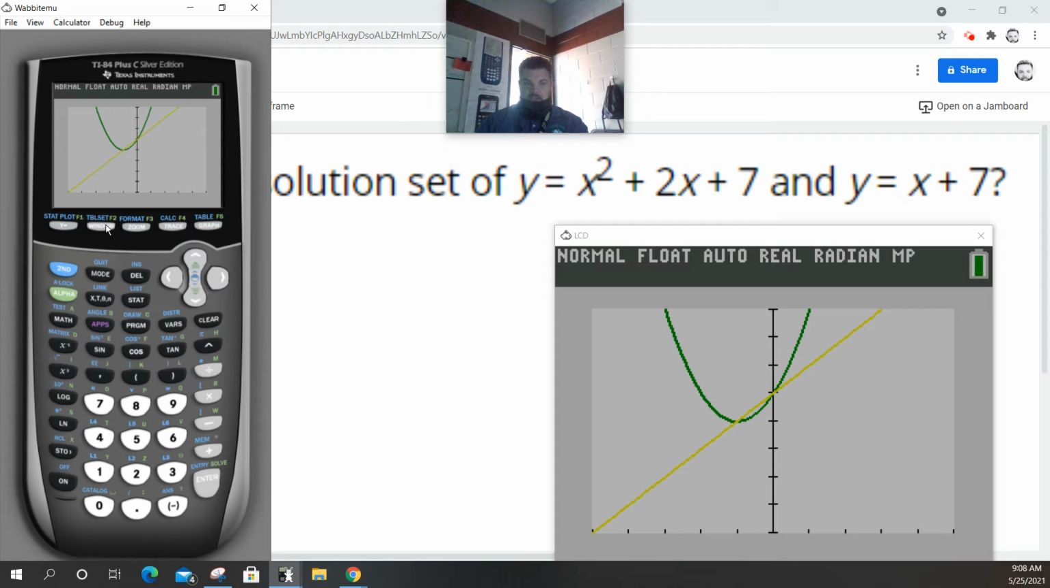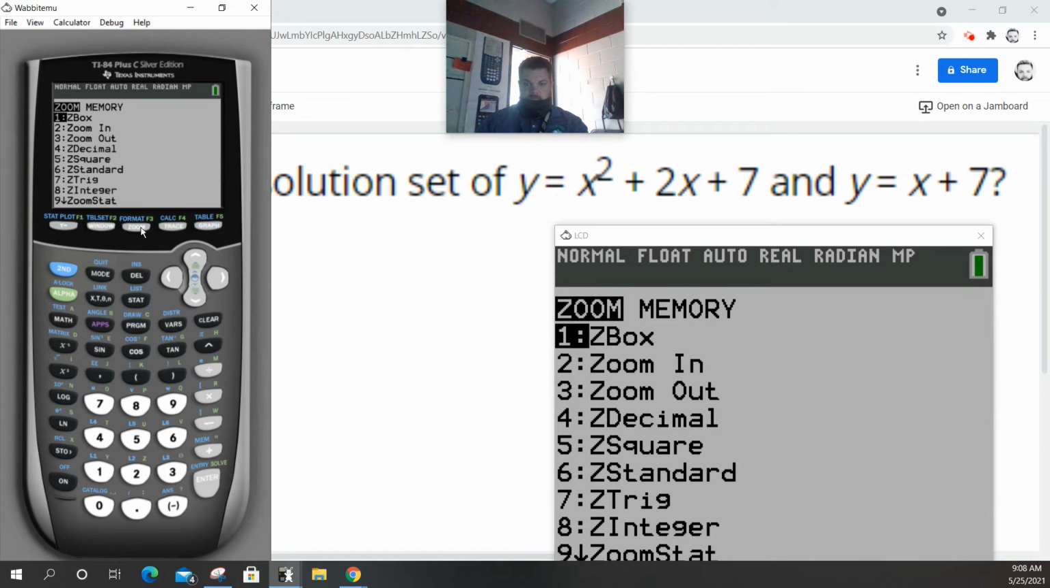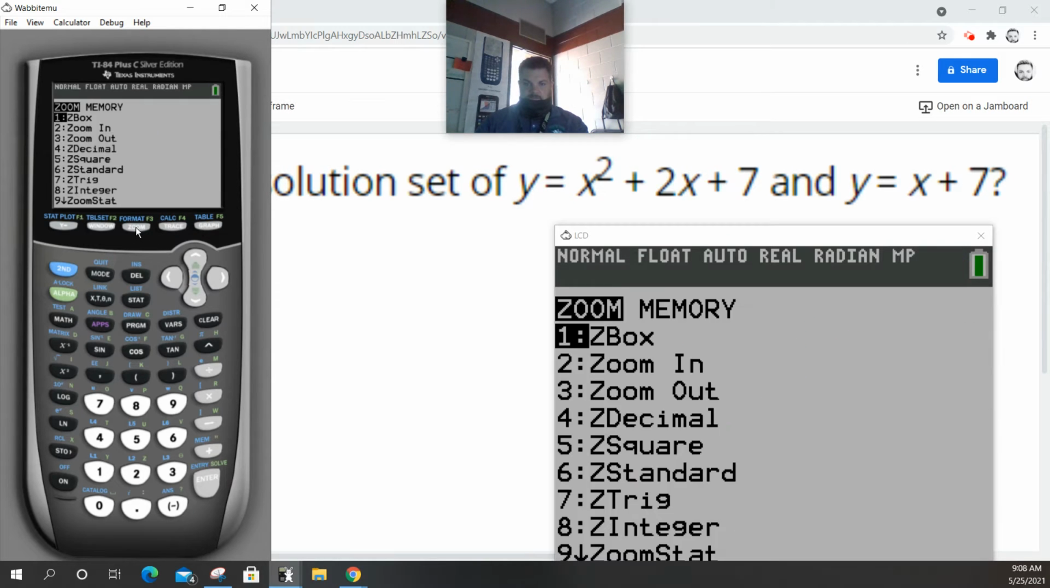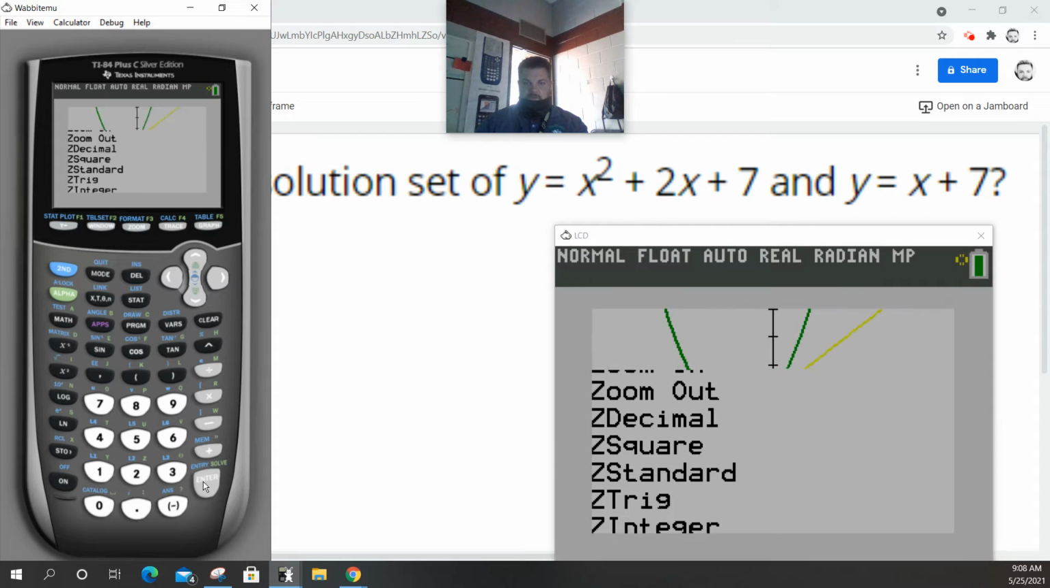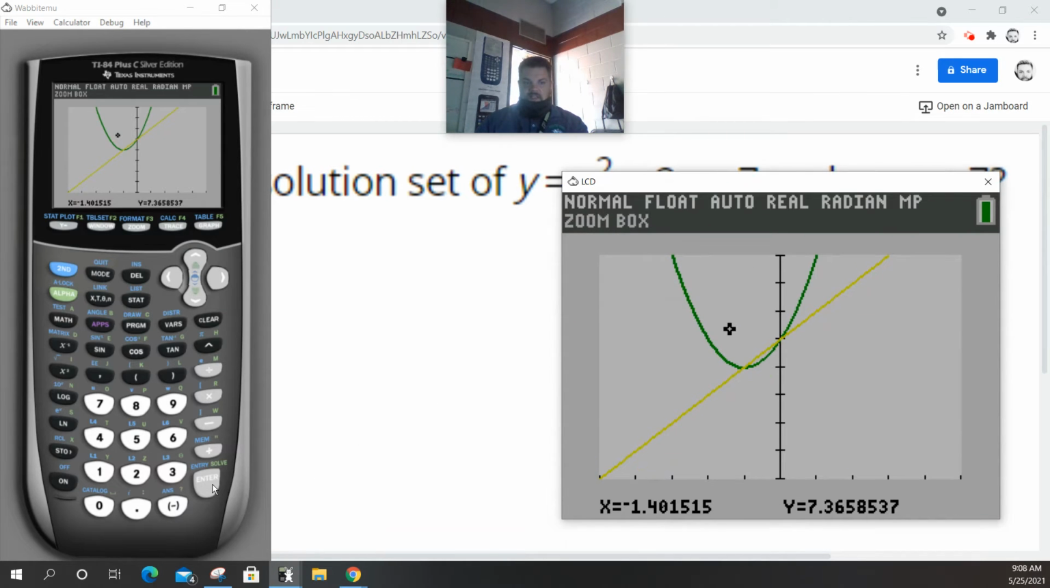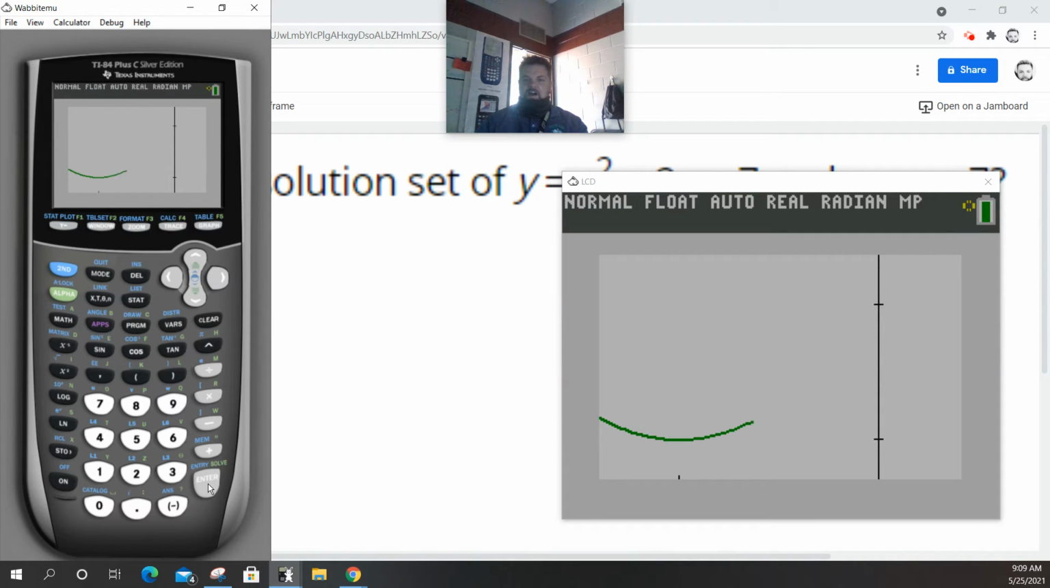Another way I could zoom in on that is if I hit zoom. I have to graph it first. If I hit zoom and I do a zoom box, that's a fun one because then I can move the cursor. Watch this. I've never showed you guys this. I'm going to draw a box. I put the corner of the box right here, and then I hit enter once. And then if I move my cursor to the right, and then down, it draws a little box. And I'm going to zoom in right on that box. I can't believe I haven't shown you guys that yet. So now I can really see where the two intersect.